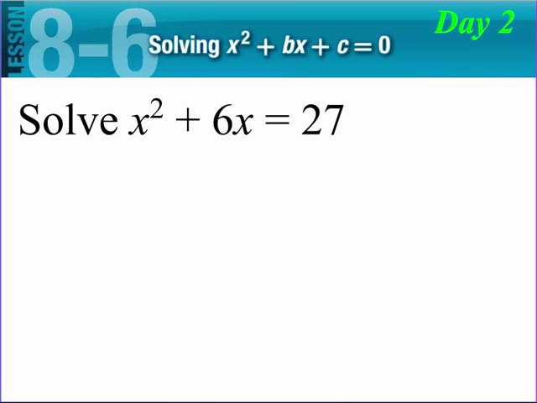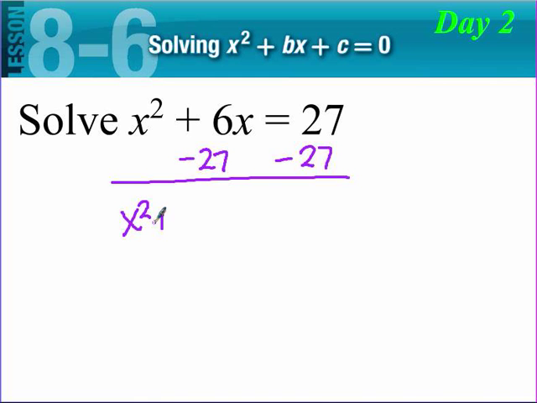We always want to move it to where the x squared term is positive. In this case, x squared is positive on the left side, so I'm going to subtract 27 from both sides. That leaves me with x squared plus 6x minus 27, and that's going to equal 0. Now from yesterday, imagine for right now that equals 0 is not there. Block that out, and we're going to go ahead and factor the left side.